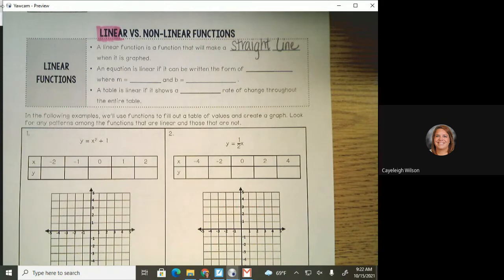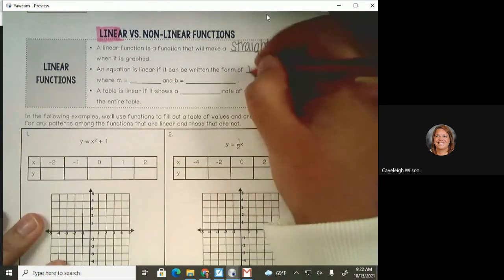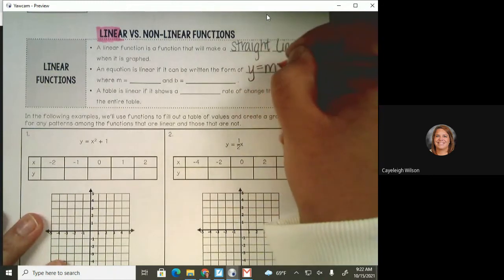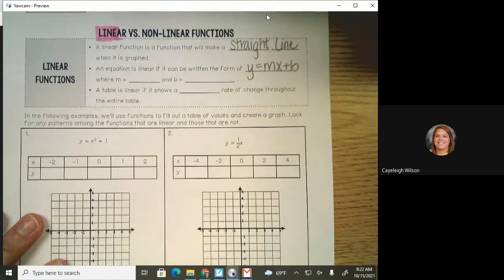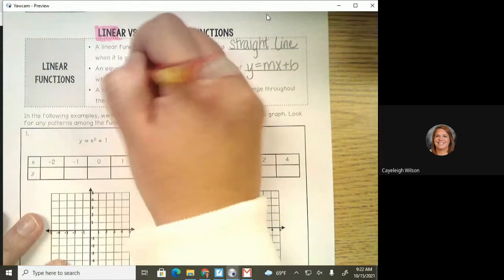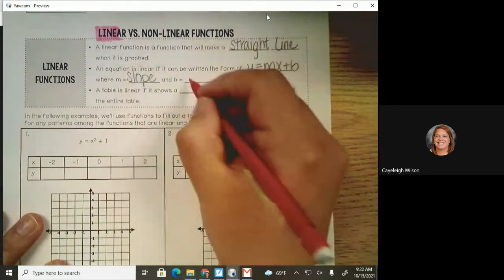An equation that you will always use for a linear function is one that we've already seen, is y equals mx plus b. And what's the m stand for? Slope. And the b is the what? Y-intercept.